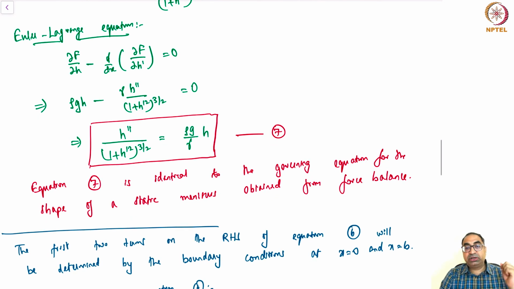Now when we employed the Euler-Lagrange equation, we got equation 7, which tells me that gamma times the curvature, that is h double prime by 1 plus h prime square whole power 3 by 2, is nothing but rho g h, the potential energy. So this is the balance of surface energy and potential energy. Another way to think of it is a balance between hydrostatic pressure and capillary pressure. Equation 7 was exactly the same as what we obtained when we used the force balance approach.